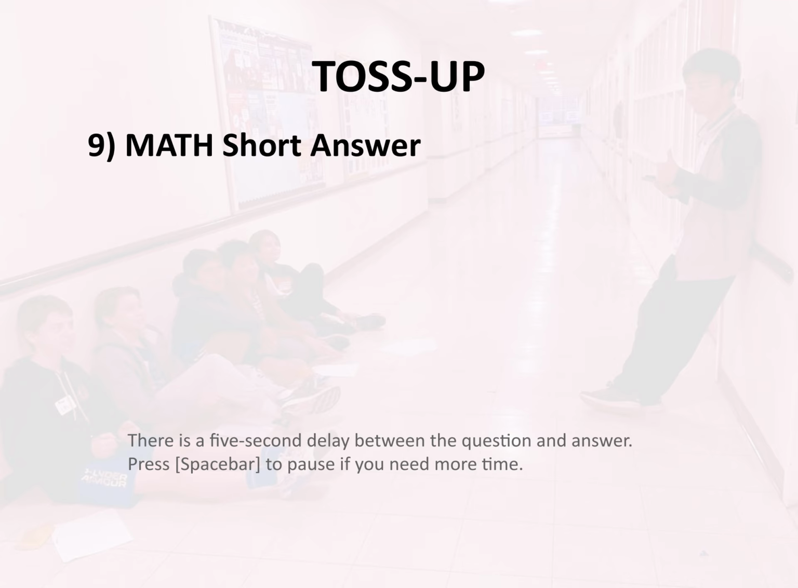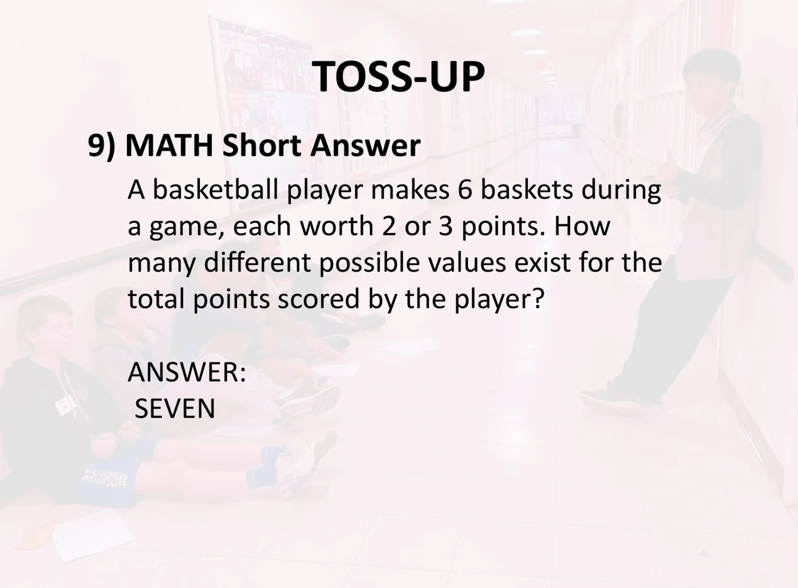Toss-up 9. Math. Short answer. A basketball player makes 6 baskets during a game, each worth 2 or 3 points. How many different possible values exist for the total points scored by the player? Answer: 7.